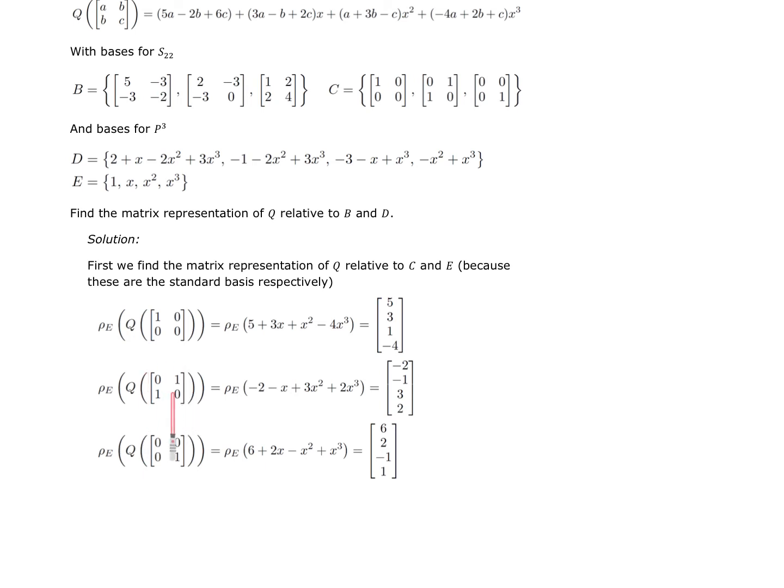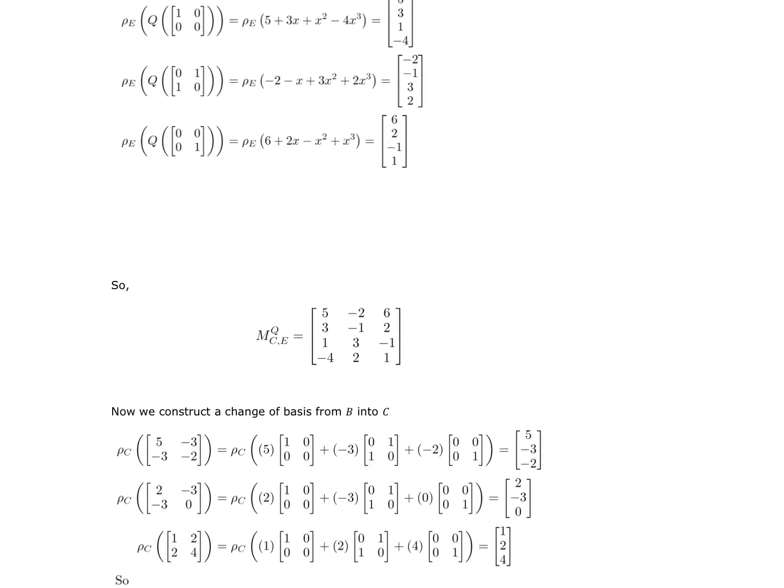I put in this standard basis, so my second symmetric matrix, and I put it into this linear transformation up here. That's how it's defined. And I get this polynomial of degree 3. Again, the vector representation of this polynomial of degree 3 with respect to the standard basis is exactly just this. And then I do this for my last one. So then my matrix with respect to my linear transformation Q going from C to E is just these vector representations.